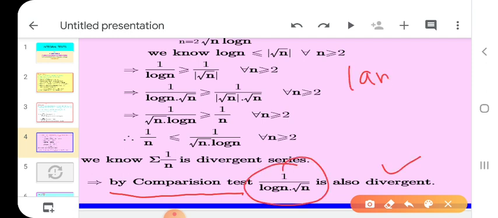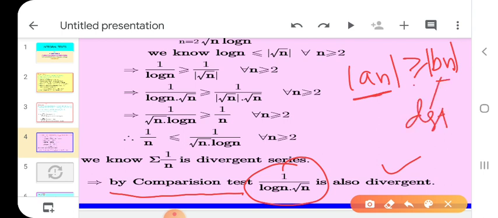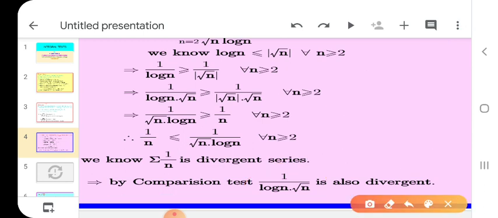See here, summation an is greater than or equal to bn. What is the comparison test? Here the series an is greater than or equal to bn. If bn is divergent, automatically the series an is also divergent. Here also we apply the same.